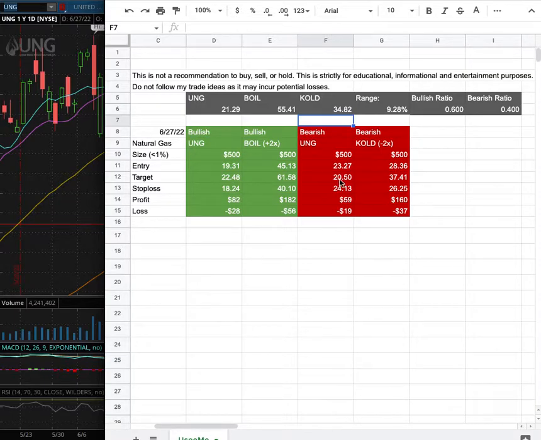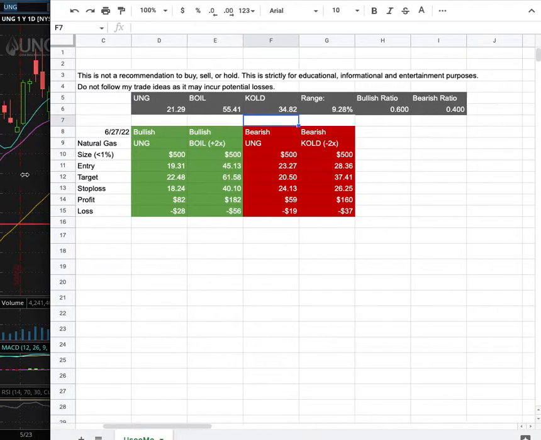However, if I were to open a short position, my entry is at $23.27, and that is this range here. My sell target is at $20.50, and my stop loss is at $24.13. So whichever entry price were to hit first, that'll be my position of the week.